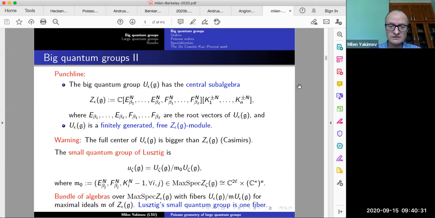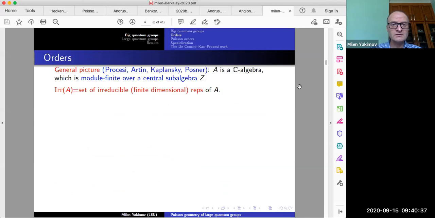So the story here is that the Lusztig small quantum group is just one fiber of this bundle of algebras. This kind of situation has been studied in great detail in non-commutative algebra. Since the 50s, 60s, and 70s, there have been a lot of works in this direction. And the general picture is that people like Procesi, Artin, Kaplansky, Posner all have major contributions to this.